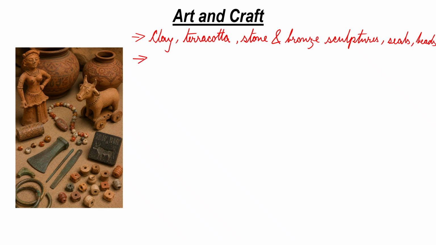A piece of woven cotton was found in Mohenjo-daro. Woven cotton. Cottons do not survive for thousands of years, but still evidence of woven cotton was found in Mohenjo-daro. Okay, so these were important features of art and craft.